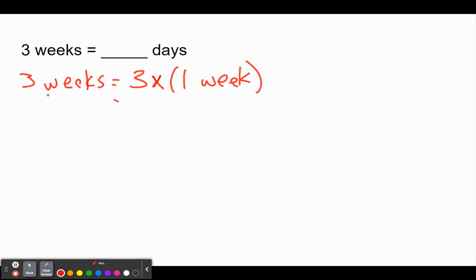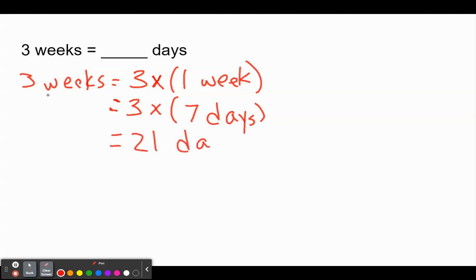Now, I know that 1 week is equal to how many days? Yeah, 1 week is equal to 7 days. So we can multiply 3 times 7 days because 1 week and 7 days is the same amount of time. They're equivalent. So now, in order to find out how many days it is, I can take 3 times 7 days, which is going to give me 21 days. All right, so 3 weeks is equal to 21 days.